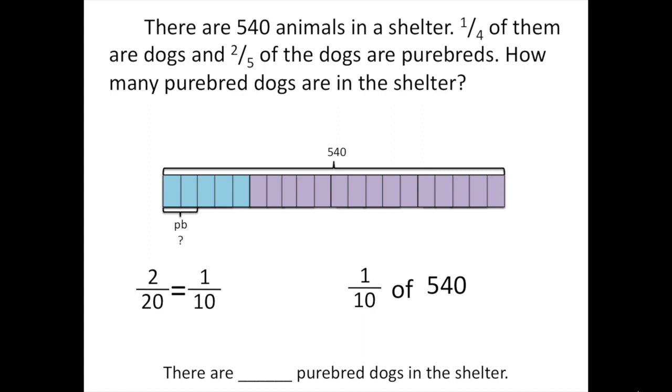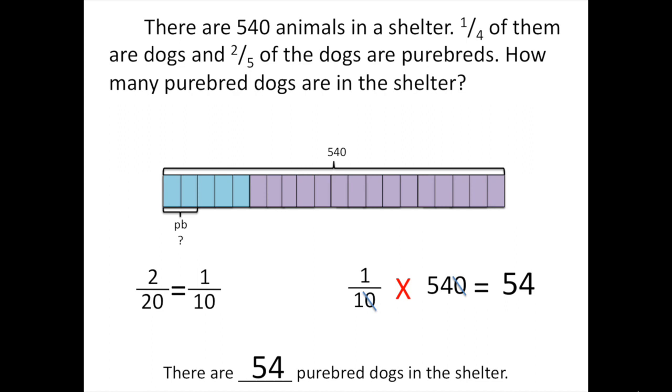So I write 1/10 of 540, and we know that the word of means times. So I'm going to change of to times, and now I have a problem left to solve where I can get my final answer. 1/10 times 540. 10 and 540 can both be divided by 10, so I can cross cancel here to simplify. I now have a 1 in my denominator and a 54 in my numerator. So the answer is 54.